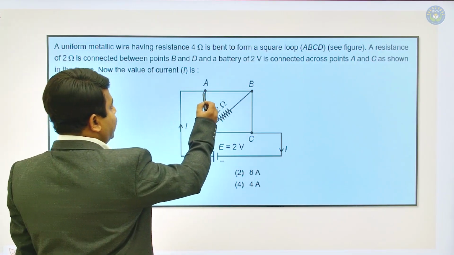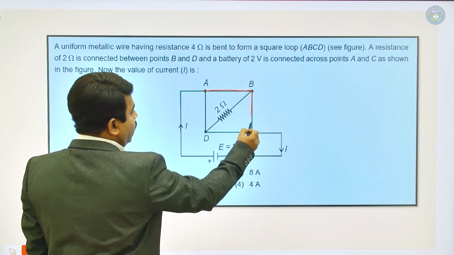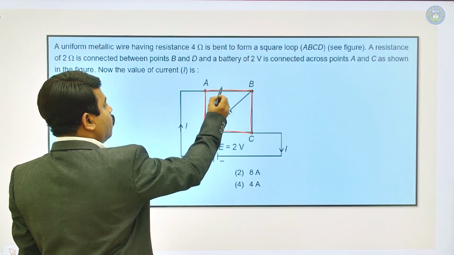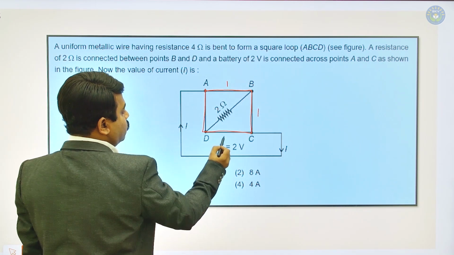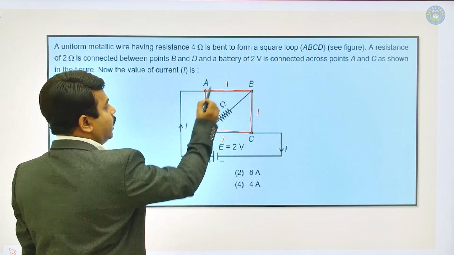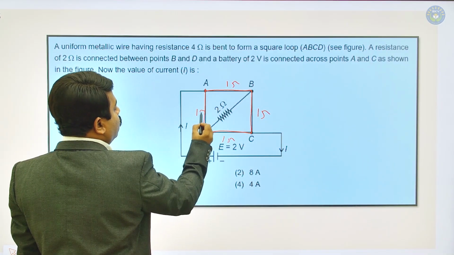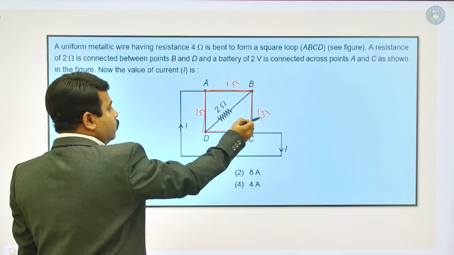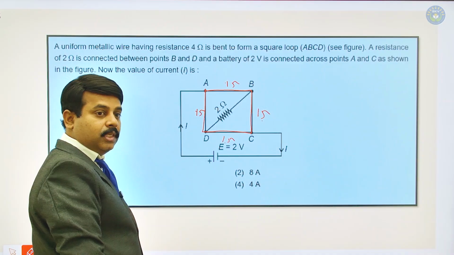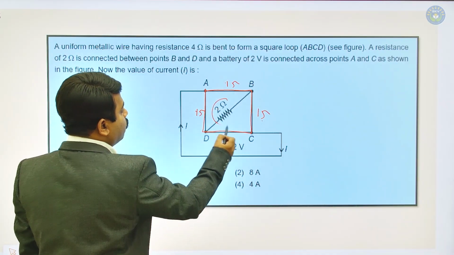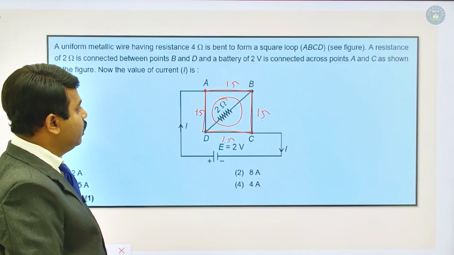See, this metallic wire forms a square like this. Total resistance 4 ohm. Then each arm resistance is what? 1 ohm, right? Here 1 ohm, here 1 ohm, here 1 ohm. Now this is P by Q is equal to R by S, the Wheatstone balancing condition. Then the 2 ohm resistance is not working, you can remove it.